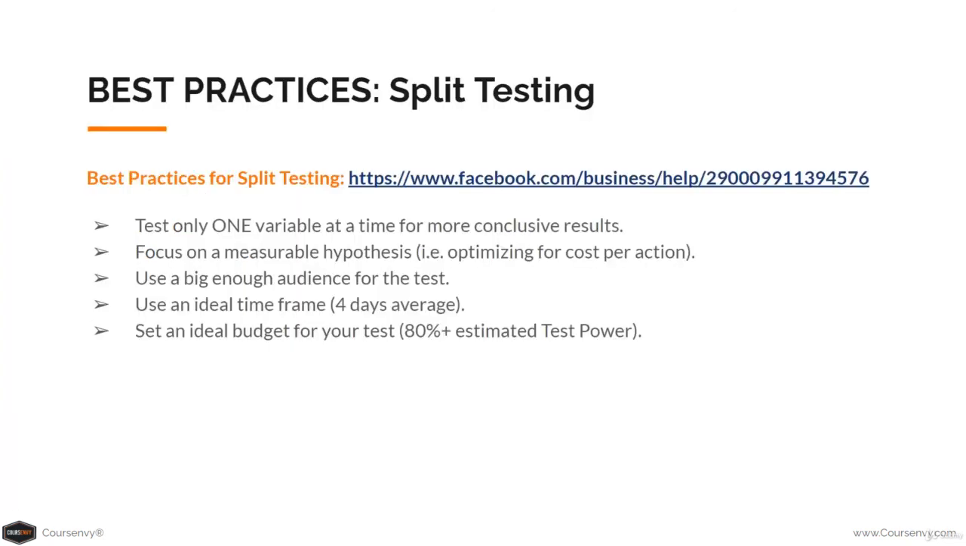For some best practices on split testing, go to this URL. These best practices include test only one variable at a time for more conclusive results, focus on a measurable hypothesis, such as optimizing for cost per action, use a big enough audience for the test, use an ideal time frame, 4 days average, set an ideal budget for your test at that 80% plus estimated test power.